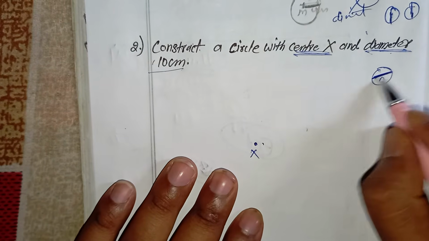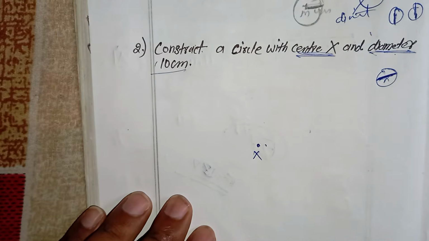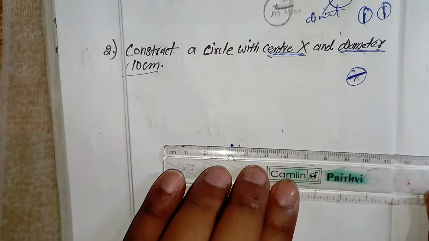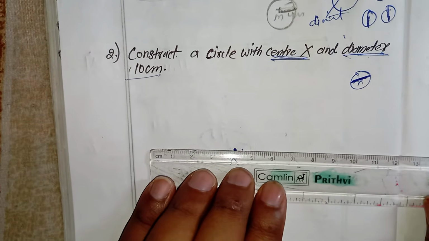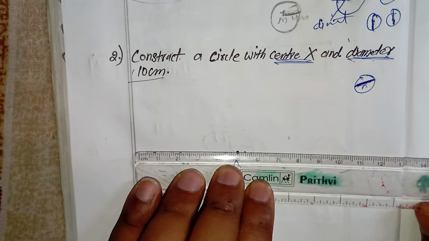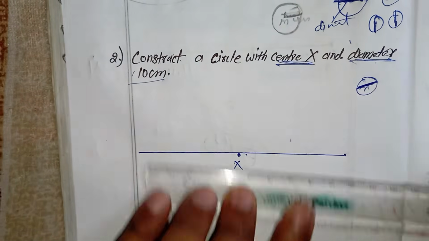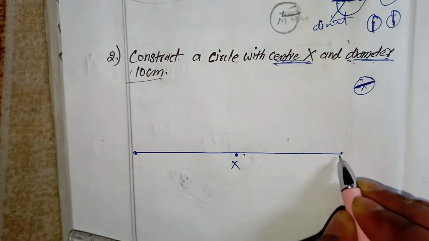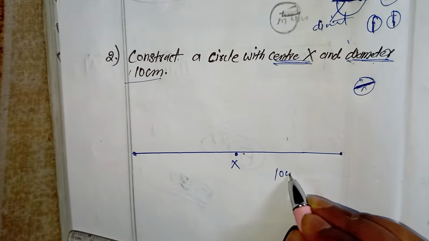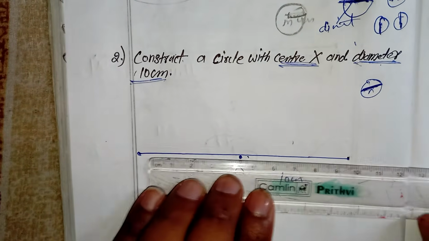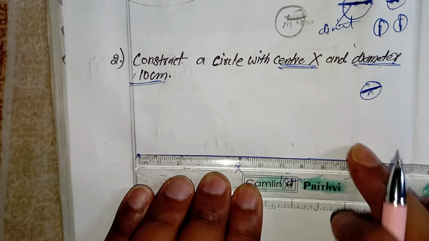So the diameter is not half, it is full. So the diameter is how much? 10 centimeters. So take a 10 centimeter diameter. In this one the middle is 5, so this is 10. So this circle will be like that. This is the 10 centimeter, this is the 10 centimeter. First of all we have to draw the 10 centimeter line. I did a 10 centimeter line.